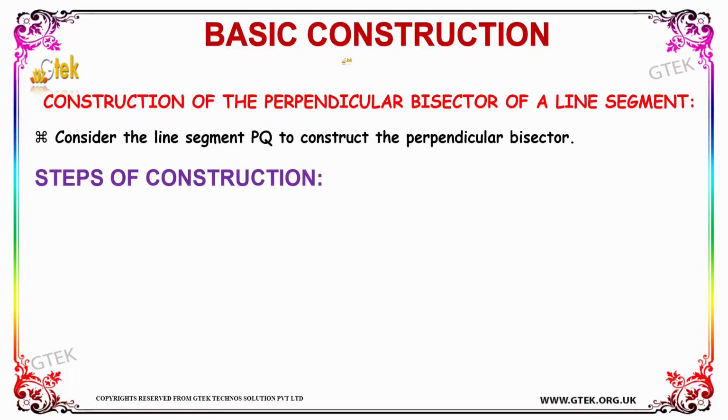Now let's discuss the construction of the perpendicular bisector of a line segment. We have to consider the line segment PQ in order to construct the perpendicular bisector. Let's go through the steps of how to construct it. The first and foremost step is to draw a line segment with P and Q as the endpoints.